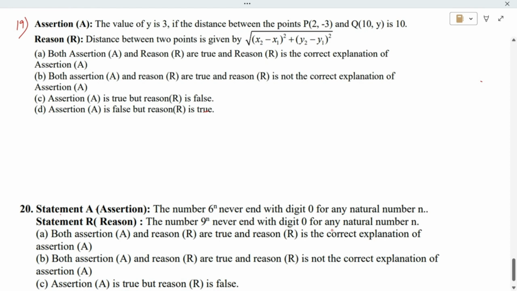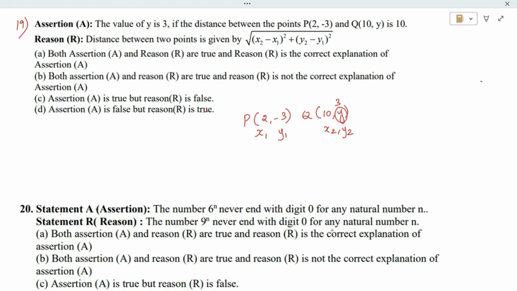Question number 19. The value of y is 3 if the distance between the points P(2, -3) and Q(10, y) is 10. So I am just writing the point P is (2, -3), Q is (10, y), and they have given the value of y as 3. So it is (10, 3), isn't it? So I am representing point P(2, -3) as x1, y1 and Q as x2, y2. So how will we find the distance between P and Q?